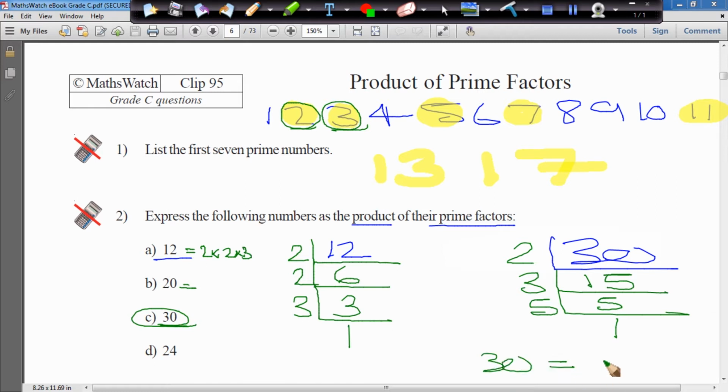Factor of 30 is going to be 2 times by 3 times by 5. And that's the answer for the factors of 30. I'm going to pause that.